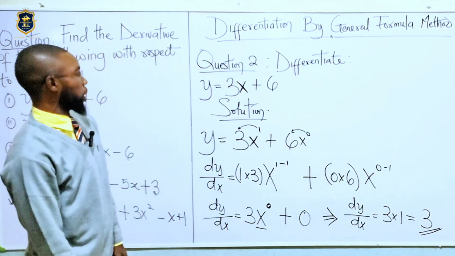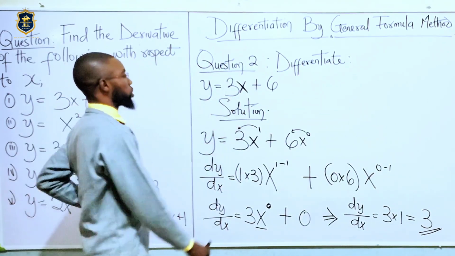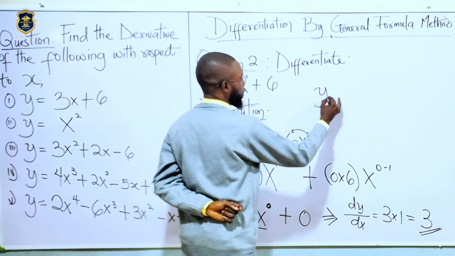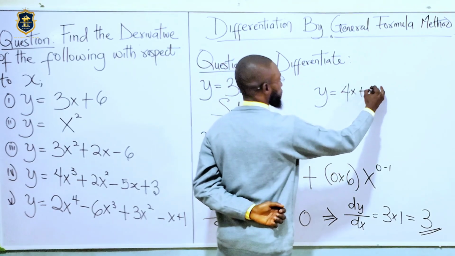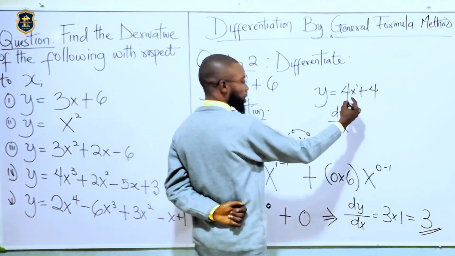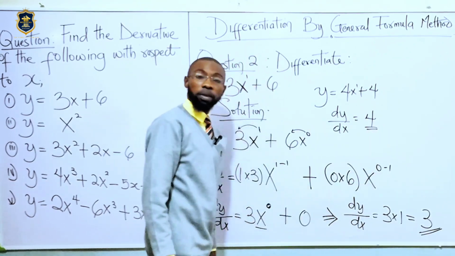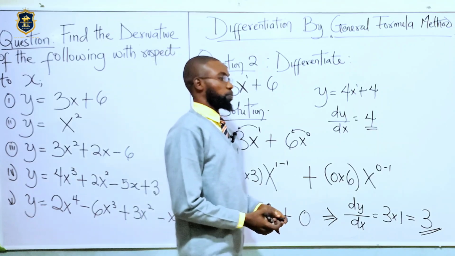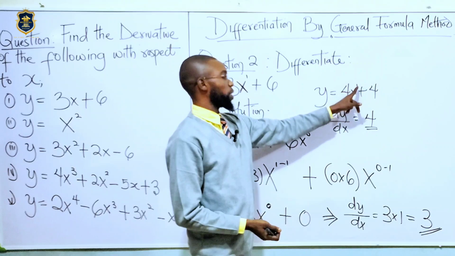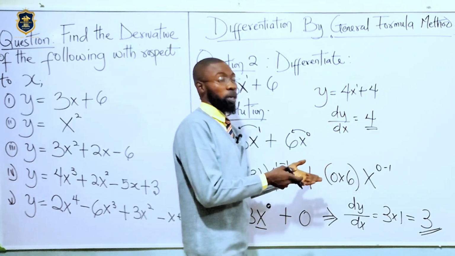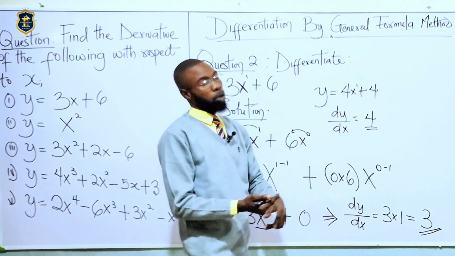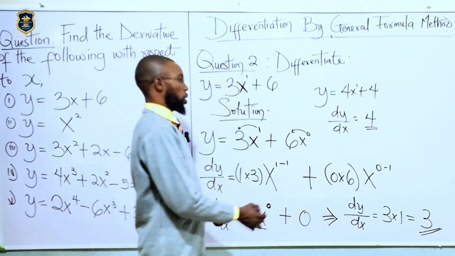Very simple. Just look at it. If we have just one variable raised to the power 1, the answer is basically simply the coefficient. So if we have that y is equal to 4x plus 4, you should know that dy over dx, since this is raised to the power 1, our answer is just 4. Right? If you are given an equation where the unknown we are differentiating with respect to is raised to the power of 1, the answer is the constant number, the coefficient of that variable we have there.